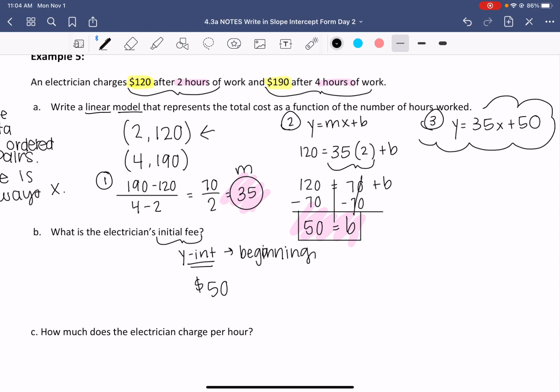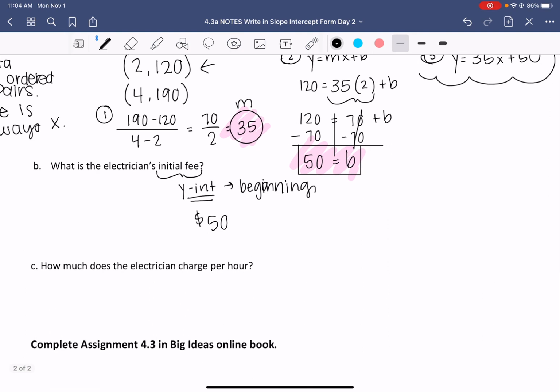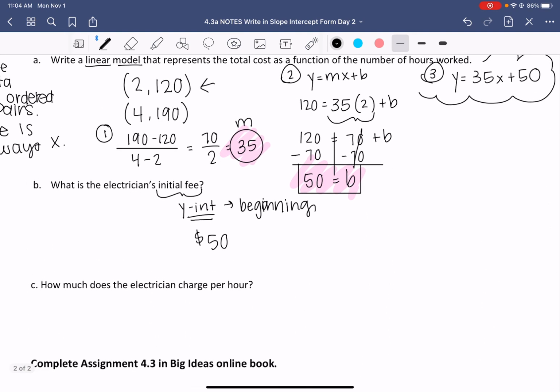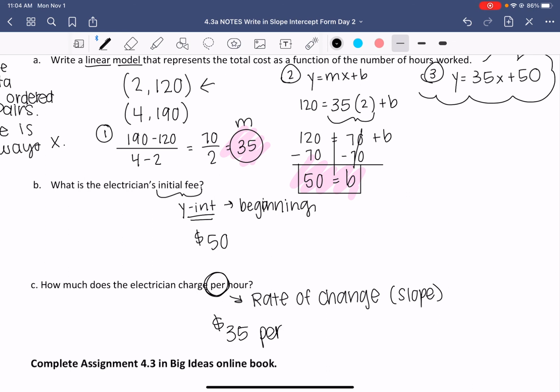And then it says, how much does the electrician charge per hour? Anytime you see the word per, this means a rate of change. So this is our slope. Our slope here is 35, so she makes $35 per hour.